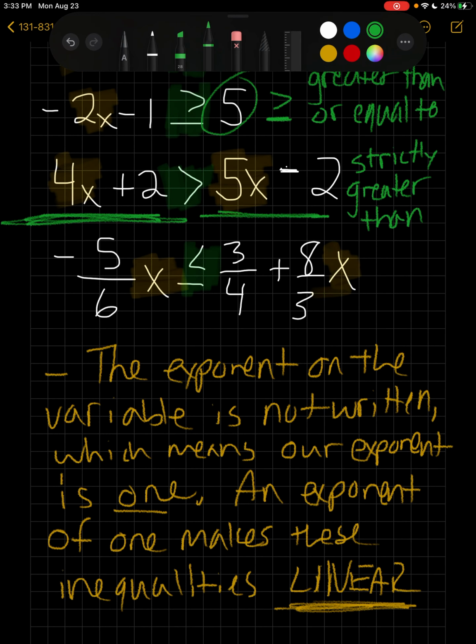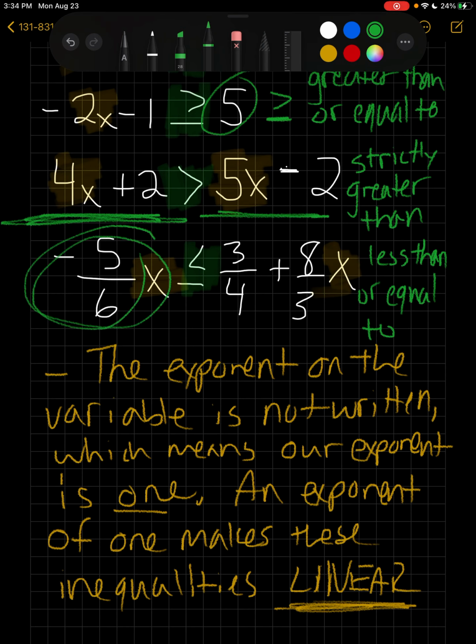And this last symbol that we have here is less than or equal to. So notice we have less than or equal to. That means that whatever this number is here on the left, it's smaller, or it could be the same as this number here on the right. So it's the symbols and kind of what they mean.